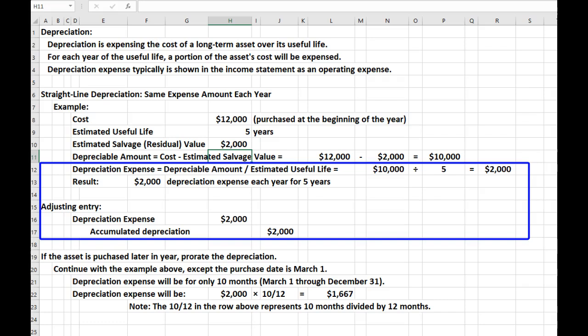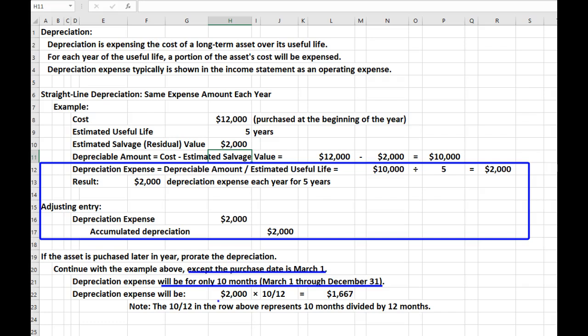Now what happens if you purchase the asset later in the year? I have this example down here using the same initial numbers. And so here the purchase date is March 1st. So what will be different if we purchase on March 1st? Well, if we purchase on March 1st, we only have used the asset for 10 months this year, March 1st through December 31st. The first year's depreciation will be adjusted for part of a year.